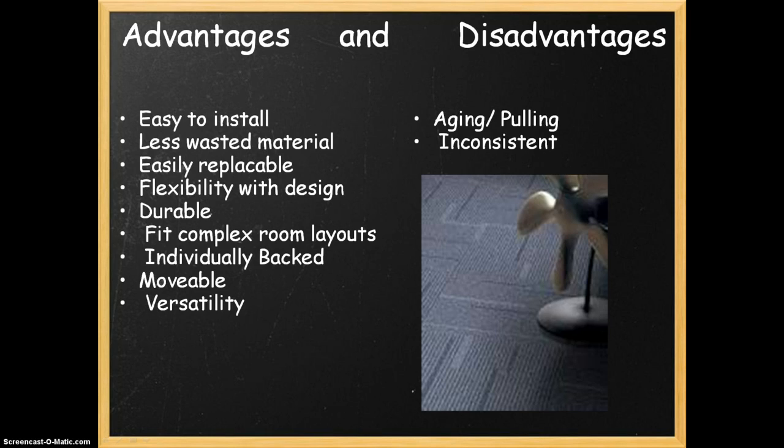wasting much. Carpet tile is also easily replaceable, flexible with design because it can be lifted and arranged differently or only put in certain areas. It's durable, it fits complex room layouts, it is individually backed so it doesn't need a carpet pad, it's movable, and it's versatile. Some disadvantages include aging and pooling, which causes the carpet to look inconsistent.